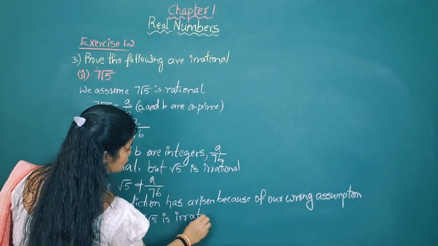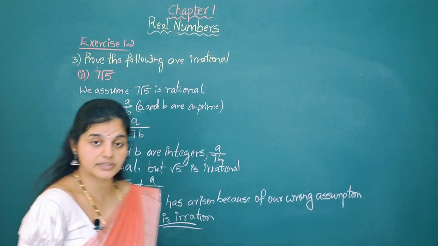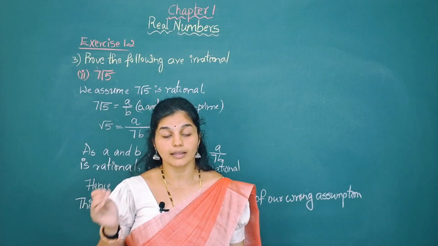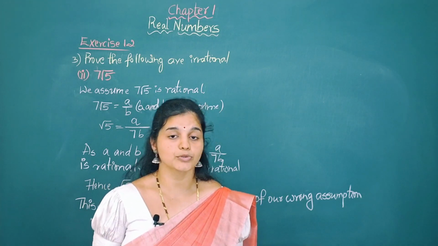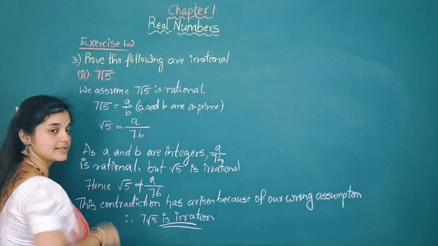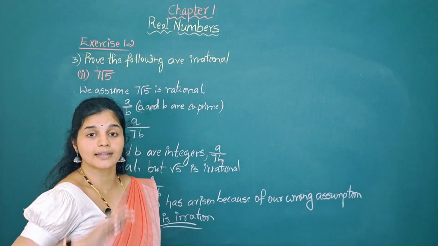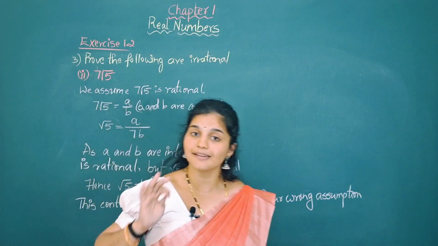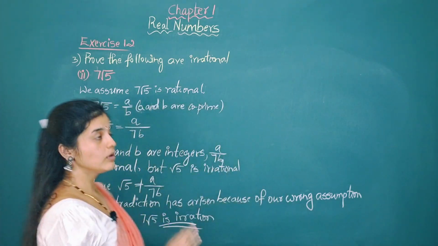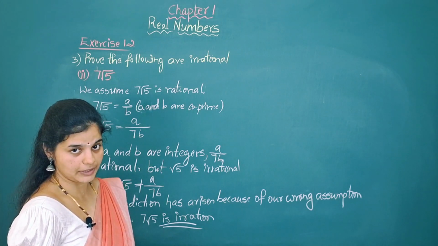Since we have assumed wrong, we have come across a situation where we have written an irrational number as equal to a rational number. So what we have assumed itself is wrong. So we prove that 7 root 5 is irrational.